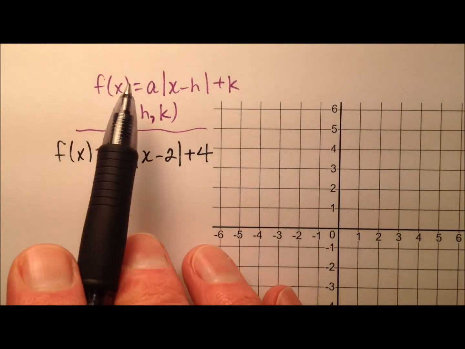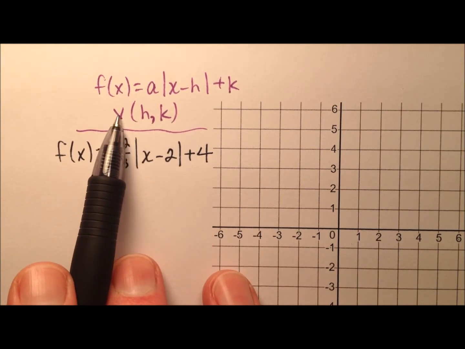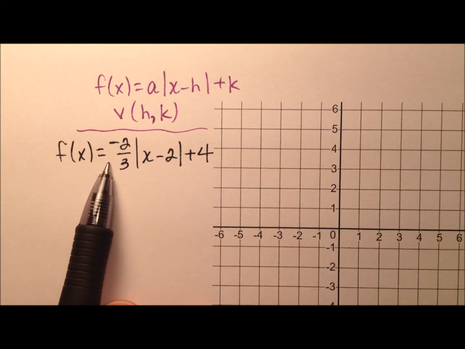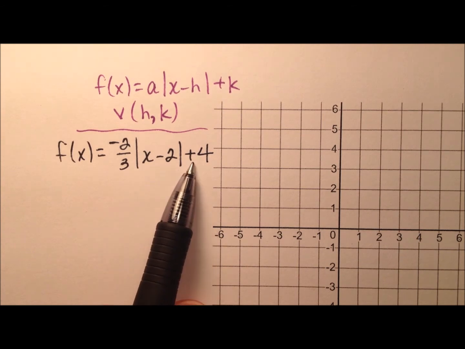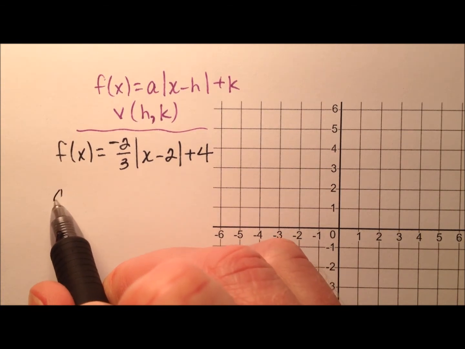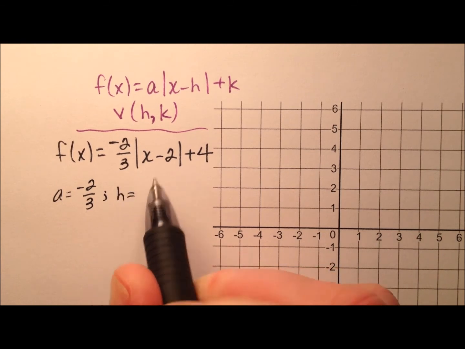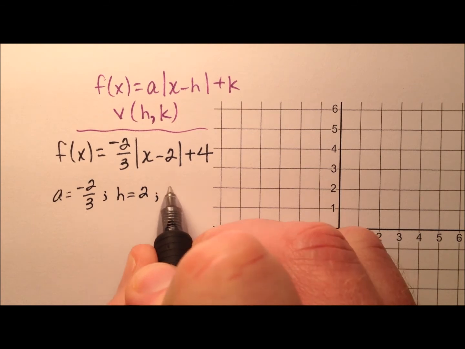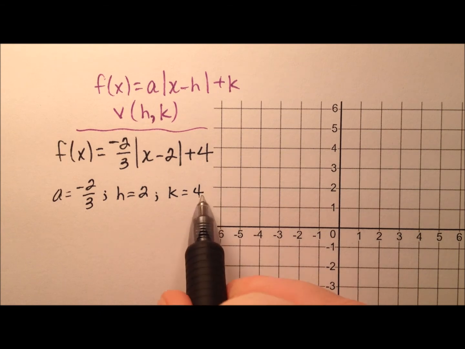In this second example, I've written our general form for our absolute value function, and again, the notion that our vertex is going to be at (h, k). And the function we're going to graph here is f of x equals negative 2/3 times the absolute value of x minus 2 plus 4. So let's go ahead and get values for a, h, and k. And it looks like a is going to be that negative 2/3. h, let's see, x minus 2, so h is 2. And k then is going to be this positive 4 that's out back here hanging out.